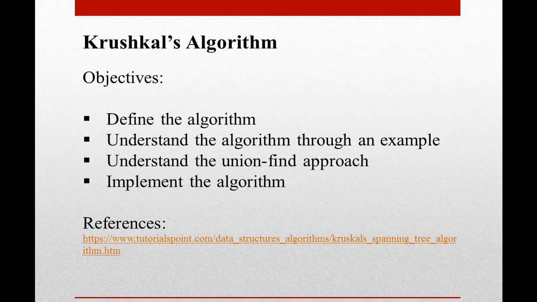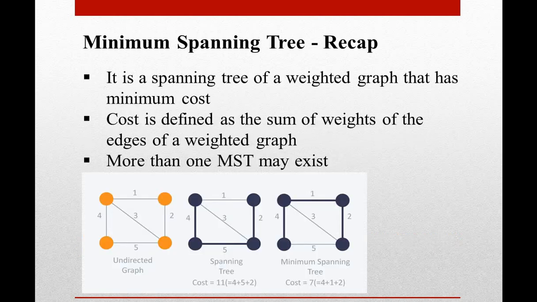So the objective of this session is to understand Kruskal's algorithm, its basic steps, and to understand it with an example. By taking a graph, we will understand what this algorithm does to generate a minimum spanning tree, and we will look at some of the internal procedures used in this algorithm, a very popular approach called the union find approach to check connectivity and cycle formation. And finally we will implement this algorithm using a programming language, and the reference is given below, so you can go through it for more details on this algorithm.